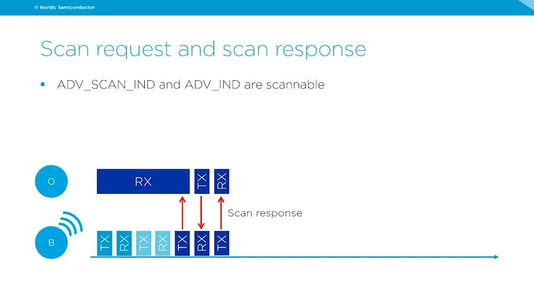So for a normal advertising packet, you have up to 31 bytes. But if you want to transmit more than 31 bytes, you can use a scan respond to send up to 31 more bytes to the scanner. So it extends the advertising data you can send.